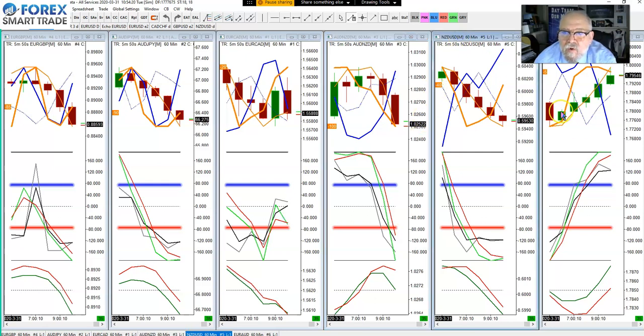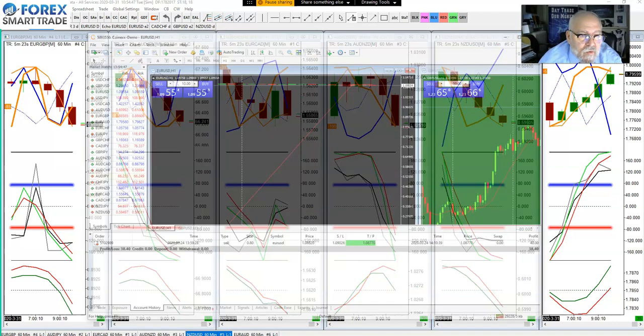Minus 40, no. And Euro Australian, we've got minus 5, which is within 10 points of 0, and I've got all the lines above. All right, so we've got 4 trades. Let's go ahead and take them.